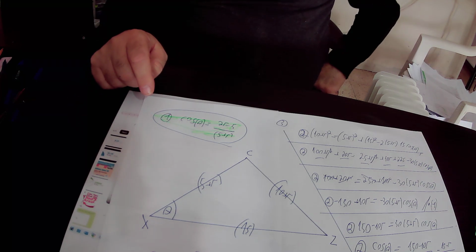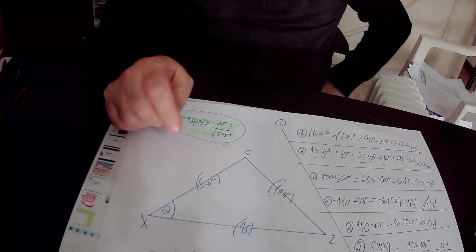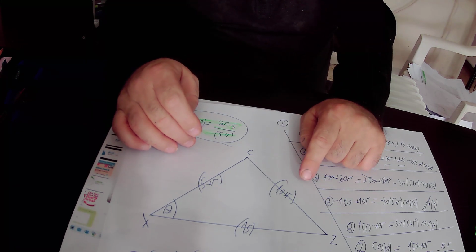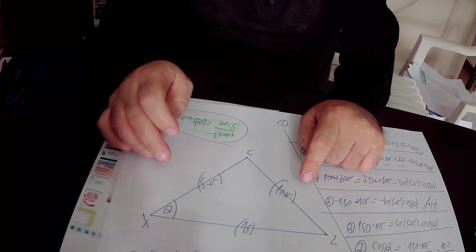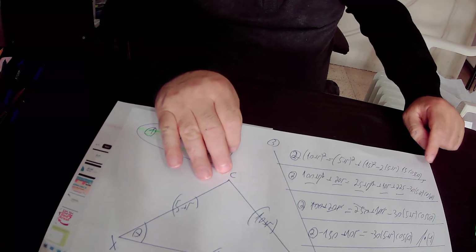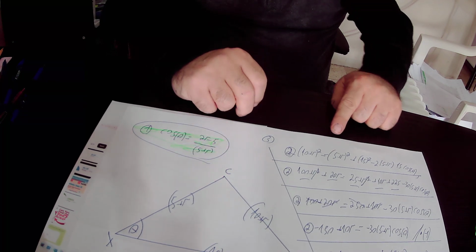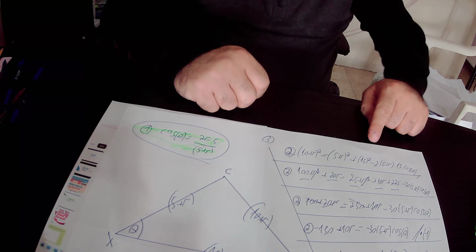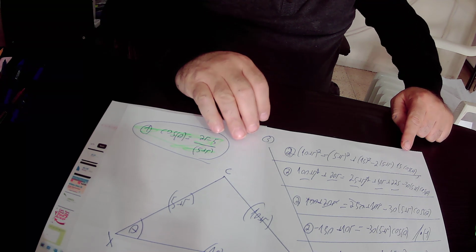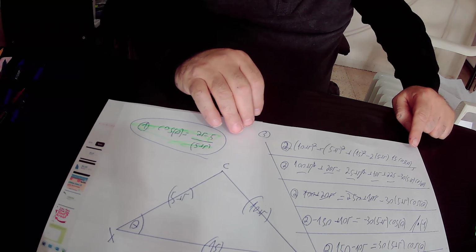In the next step, we substituted XC by 5 plus r, we substituted CZ by 10 plus r in equation number 2, and we substituted XZ by 15. And we got that according to equation number 2, (10 plus r) squared equals (5 plus r) squared plus 15 squared minus 2 times (5 plus r) times 15 times cosine theta.